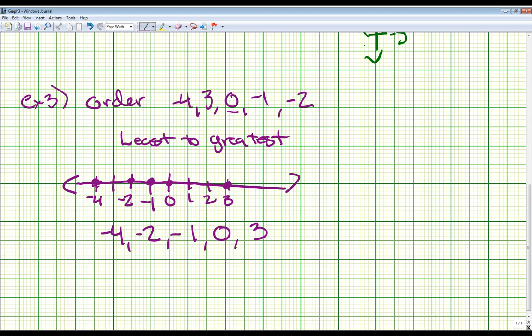Okay, looking at page 257, where we have example 4 sitting there.